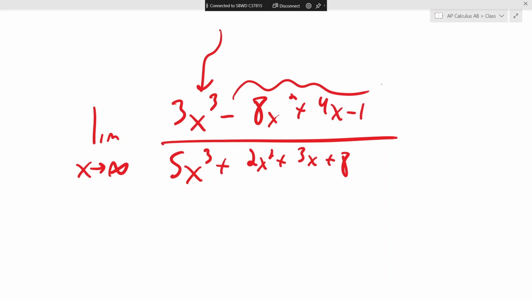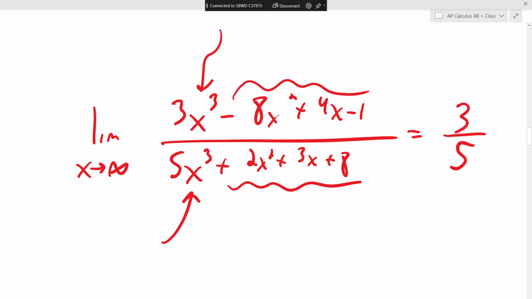Okay? And in the denominator, the x cubed term is going to get so big that the rest of the stuff down there no longer really matters. It's kind of negligible. You can think about it like that. So the 3x cubed and the 5x cubed is what this thing actually starts to look like. But that would reduce down to 3/5.